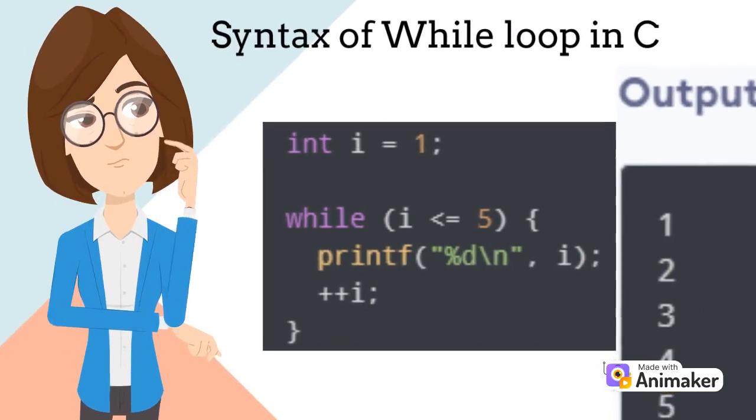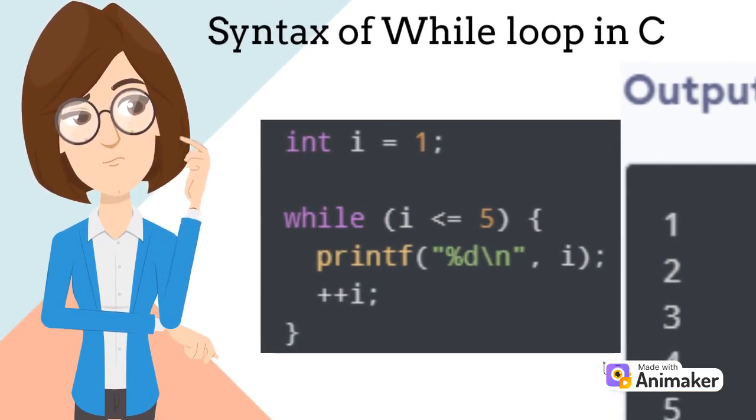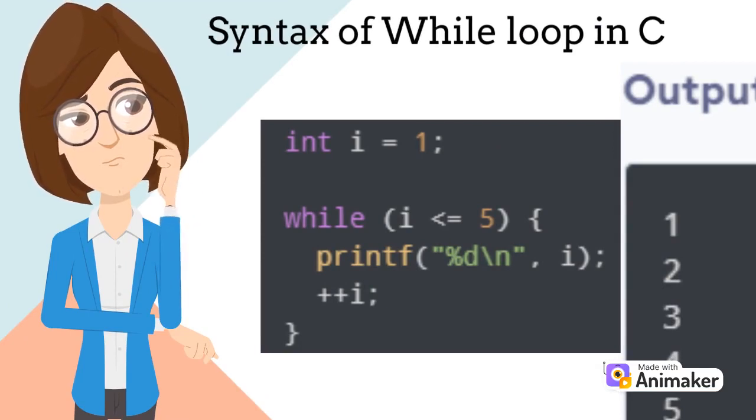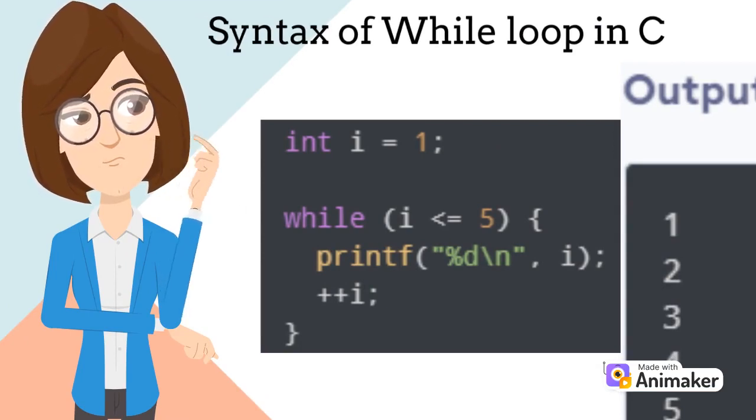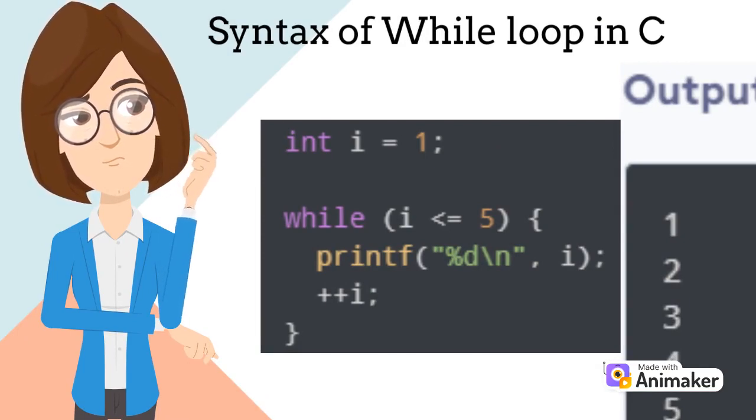This is the code of while loop. Firstly, we have defined i equal to 1. Then we execute the while loop which has the condition i less than or equal to 5. Which means this loop will execute until this condition is false, meaning 5 times, and at the 6th time the condition will be false, so it will stop the loop. Finally, this gives output i from 1 to 5.